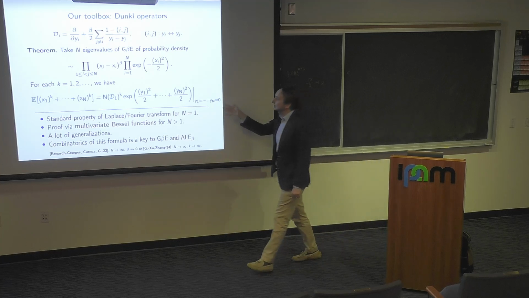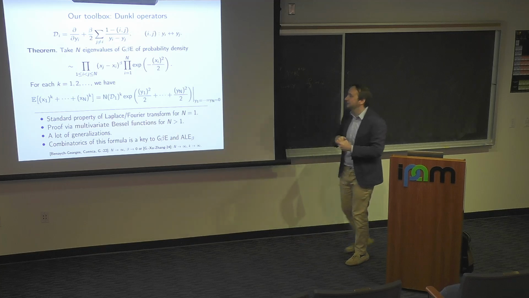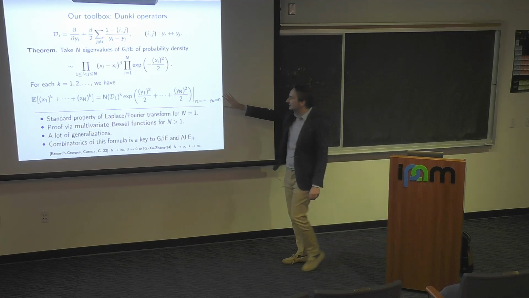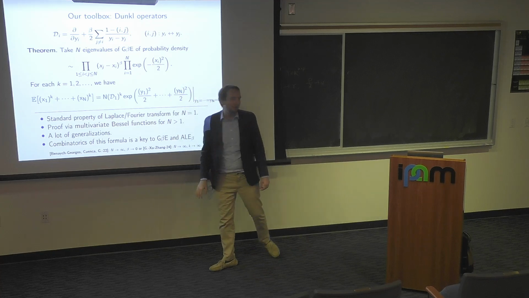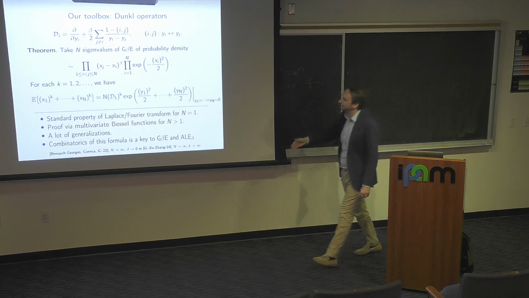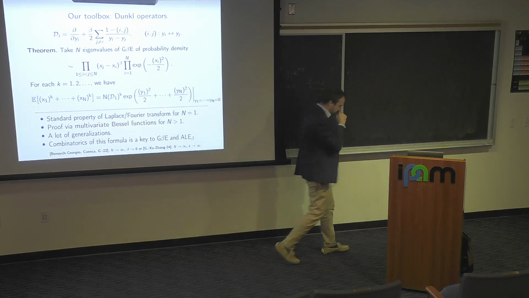And there are lots of generalizations of that. These generalize to multi-time, multi-level, all kinds of things. This formula would generalize there. And the combinatorics of this formula, that's the key to all our asymptotic results. So just analyzing the combinatorics of applying this operator to these functions.